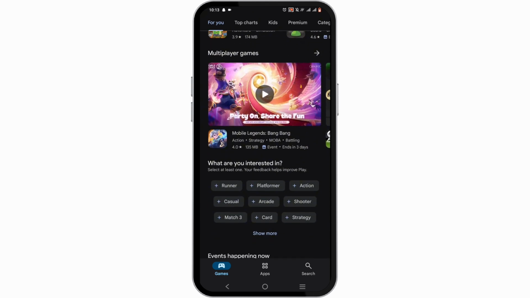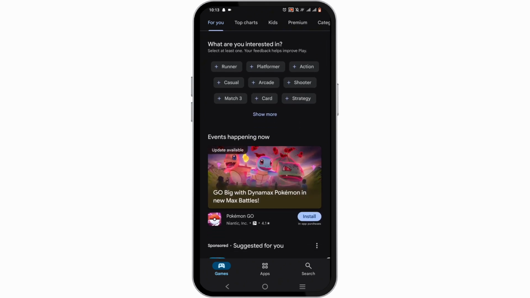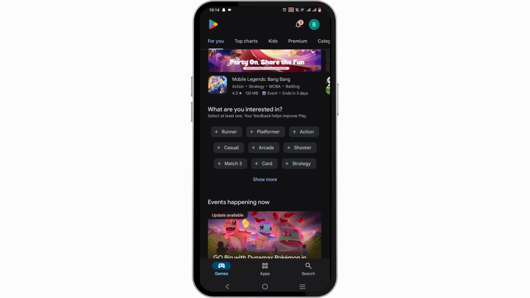To transfer the Google Play Store balance to your bank account, we hate to break it, but unfortunately there is no direct way to transfer your Google Play balance to your bank account. However, there is a workaround.